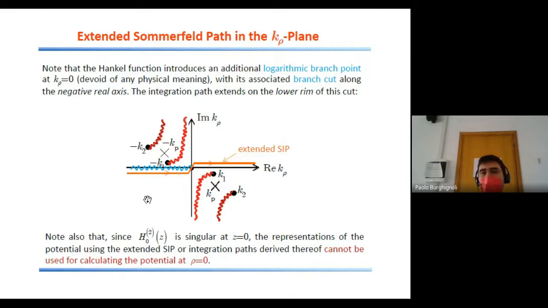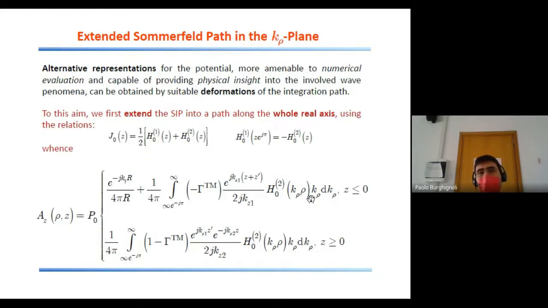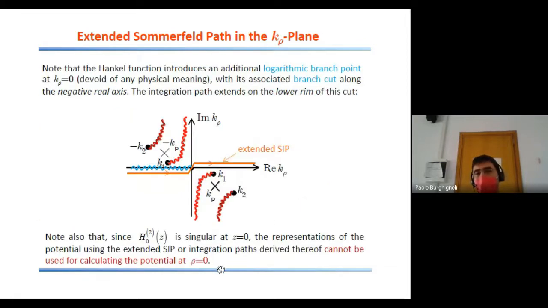That is because the argument of the Hankel functions is proportional to rho, and the Hankel function diverges when its argument goes to zero, with a logarithmic divergence. So we cannot let rho go all the way down to zero. So we need to maintain rho strictly positive.